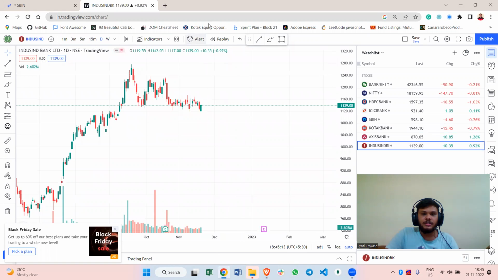Now let's look into IndusInd Bank, which is our last bank. You can see that IndusInd Bank trades around that zone. It has neither closed below 1120 nor closed above 1160. So I am not suggesting you take any buying or selling trade until it closes above 1160 or 1165. And if it closes below 1120, then you can expect some selling pressure here.